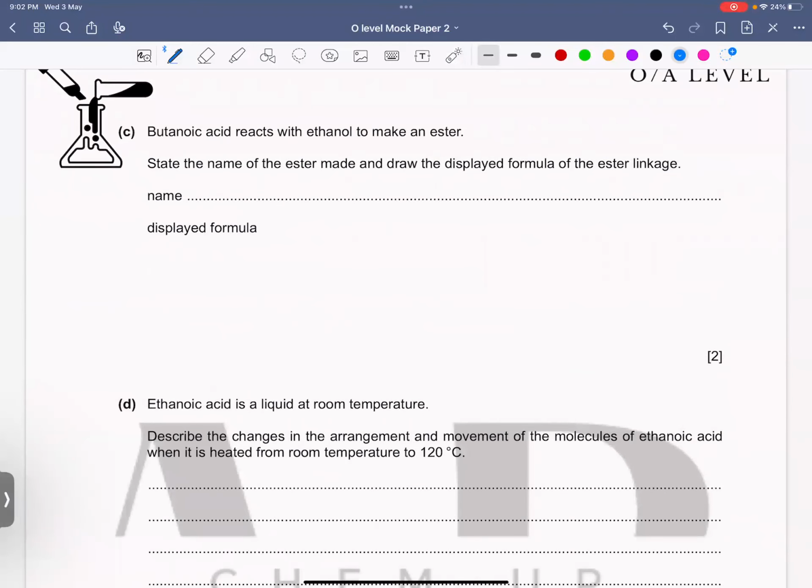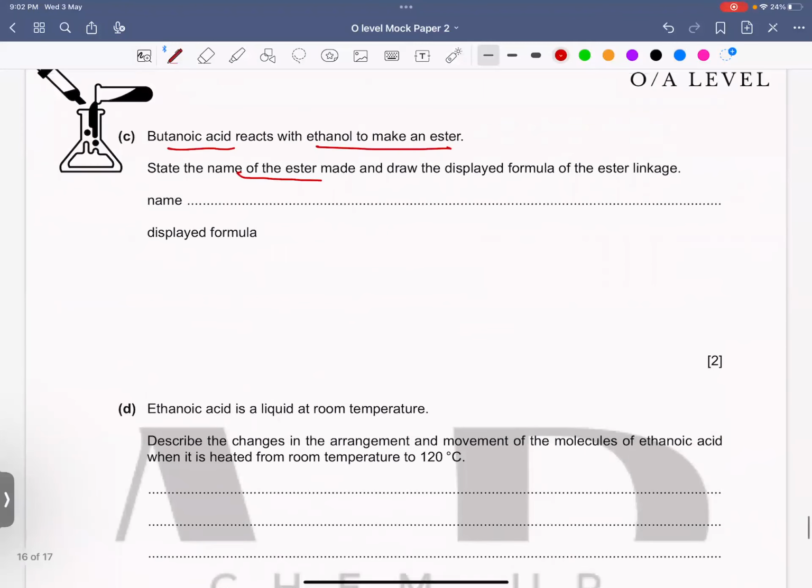Butanoic acid reacts with ethanol to make an ester. State the name of the ester made and draw the displayed formula of the ester linkage. Okay. So ethanol turns into ethyl while naming the ester, and butanoic acid turns into butanoate. So the name would be ethyl butanoate.